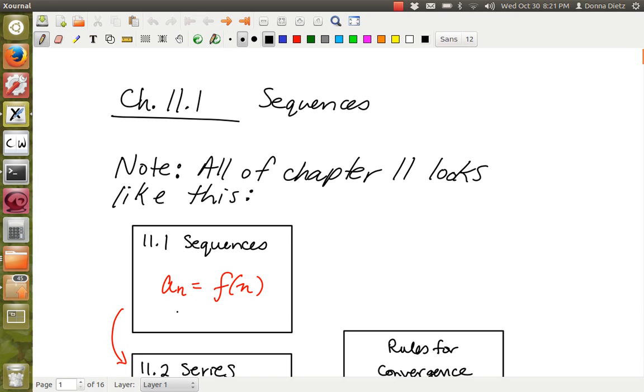This is chapter 11.1 from Stewart's Calculus, Early Transcendentals. My intention is to go over the highlights of each chapter for my students in Math 222.